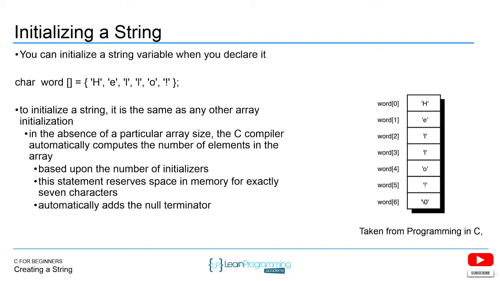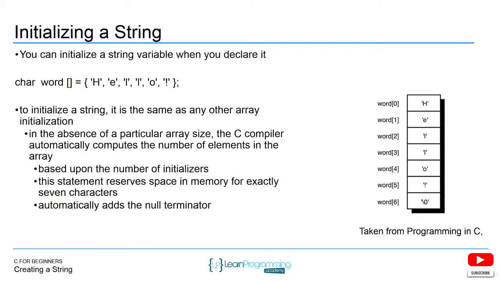In the absence of putting the size, the C compiler automatically computes the number of elements in the array and then adds 1 for the null terminator. So it's based on the number of initializers you have in between the curly braces. This statement is going to reserve space in memory for exactly 7 characters: HELLO, exclamation point, and then the null terminator. And this little diagram on the right shows you that, automatically adding that null terminator.